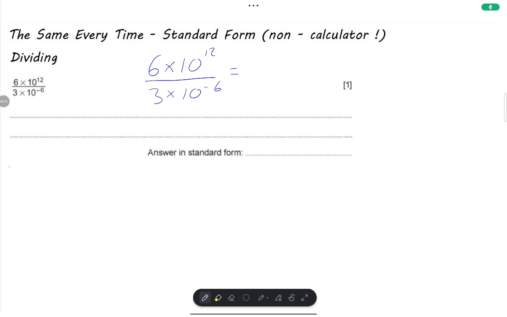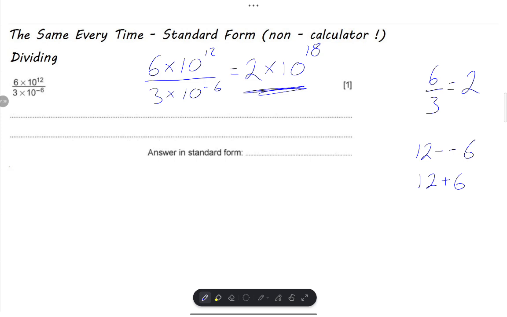So the numbers, we've got 6 divided by 3. Well, 6 divided by 3, that's going to be 2, isn't it? And then times 10 to the power. Well, remember, when we are dividing, we subtract the powers. So 10 to the power 12, divide by 10 to the power negative 6, we subtract the powers. So 12 subtract negative 6, that's the same thing as 12 plus 6. So 10 to the power 18, 2 times 10 to the power 18.